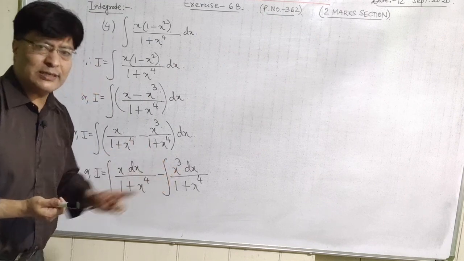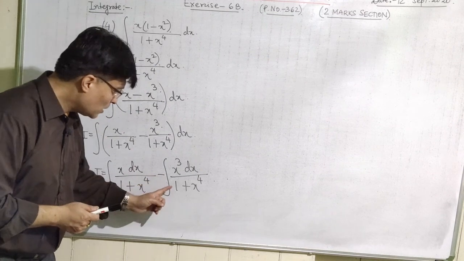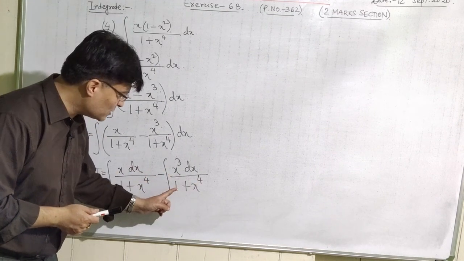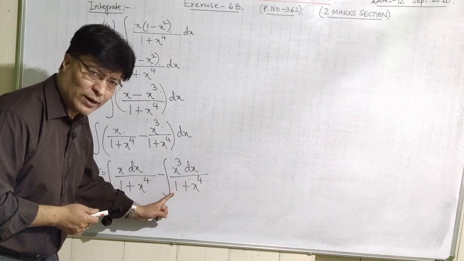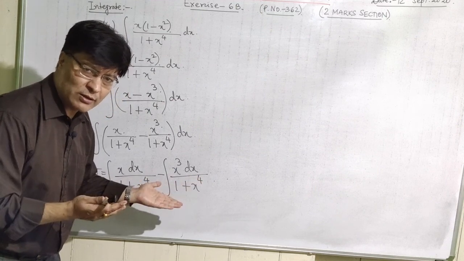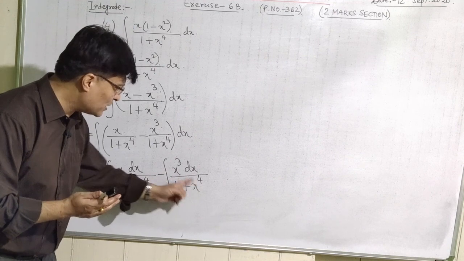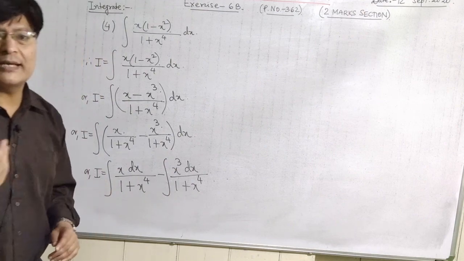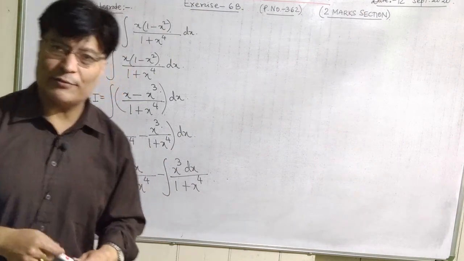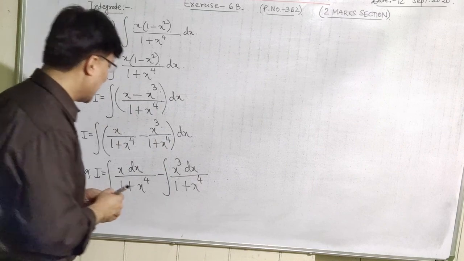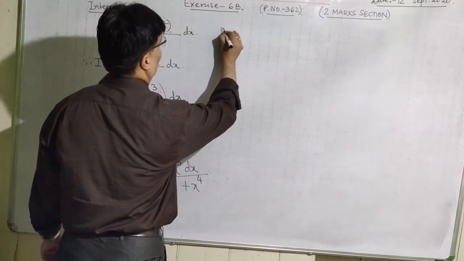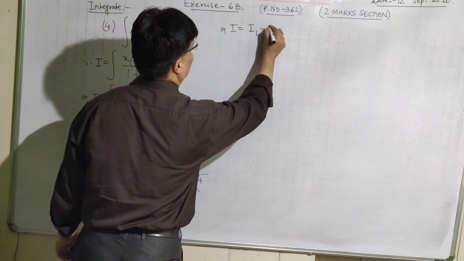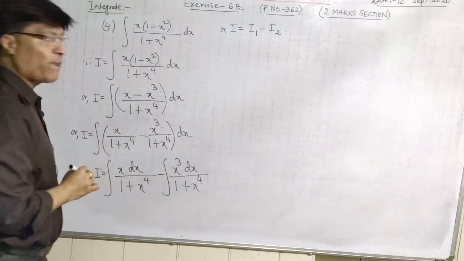So how can you integrate this second integral? What is the relation between 1 plus x to the power 4 and x cube? You know the differentiation of 1 plus x to the power 4 is, for 1 it is 0, and it is 4x cube. 4 is a constant, you can manipulate it. But we are getting x cube. So in this case, we can directly put z is equal to 1 plus x to the power 4. I think you have understood it. So let us write the first one as I1 and the second one as I2.